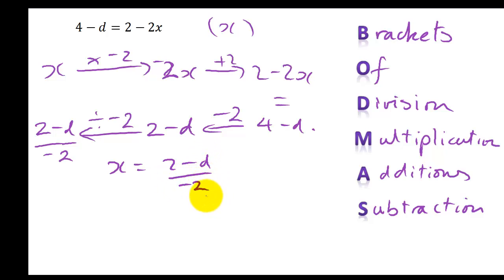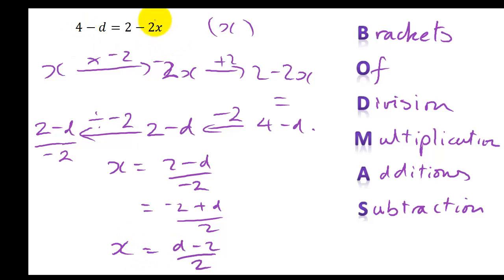Now that's a bit untidy and a bit messy. Let's change the sign of each term to get rid of the minus here. So therefore, x will equal 2 times, change the sign of that gives you minus 2 plus d, because you change the sign of that, over 2. The neater way of writing that is actually to write these in a different order. So you have d minus 2 over 2 as your final answer for x.